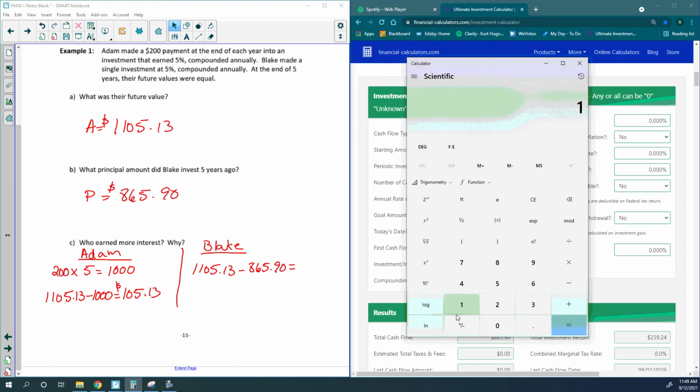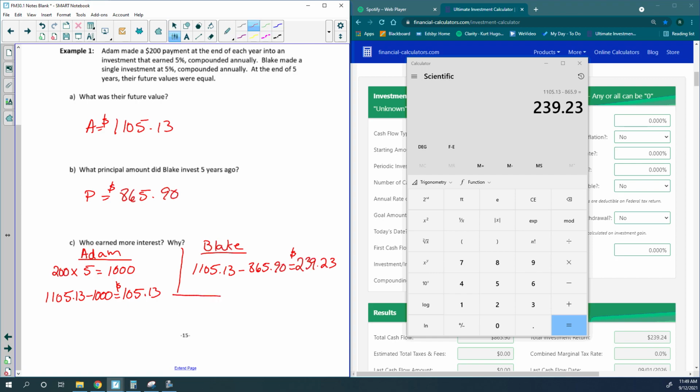So we have $1,105.13 minus $865.90. And so we're left with $239.23. So Blake is the one that ended up earning more interest. So we have Blake earned more interest.